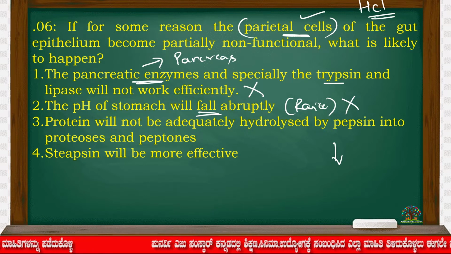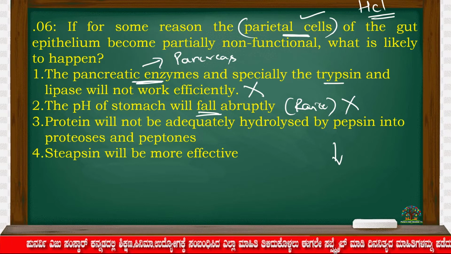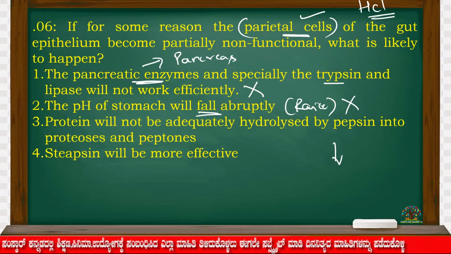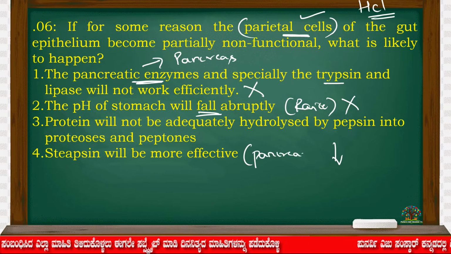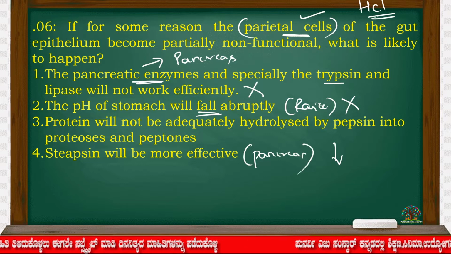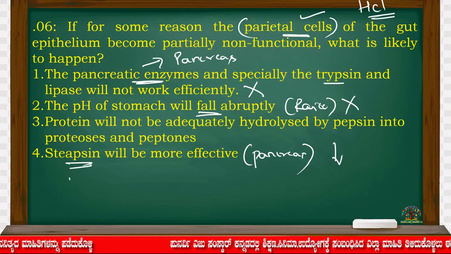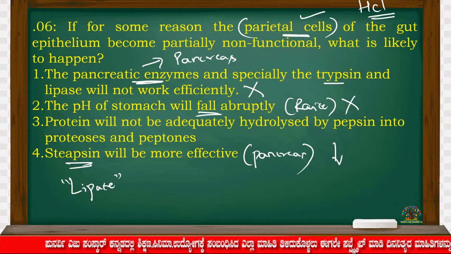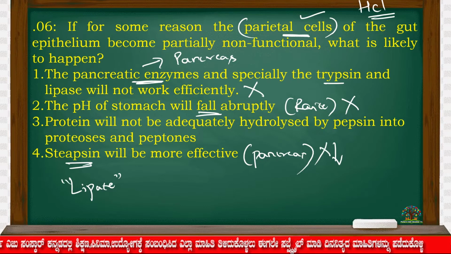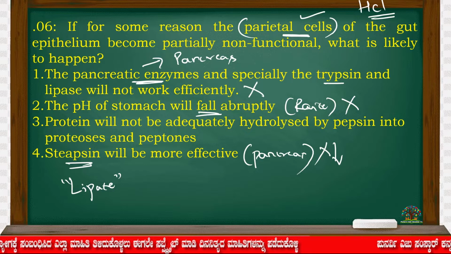The fourth option, steapsin will be more effective. See, my dear listeners, this steapsin is another component that is produced by the pancreas, not by the parietal cells of the stomach. Another name of this steapsin is lipase. So this is nowhere related to the gut region of the human body or any mammal for that matter.